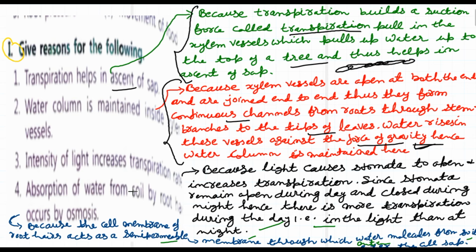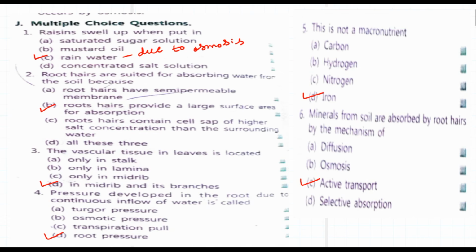Next is what? Multiple choice questions. Raisins swell up when they are put in rainwater, they swell up due to osmosis, right? I have marked here C. Root hairs are suited for absorbing water from the soil because root hairs provide a larger surface area, as we have discussed earlier, for absorption.